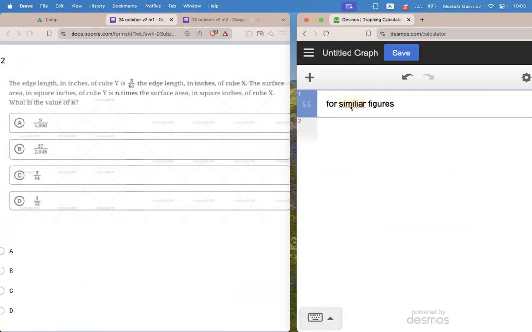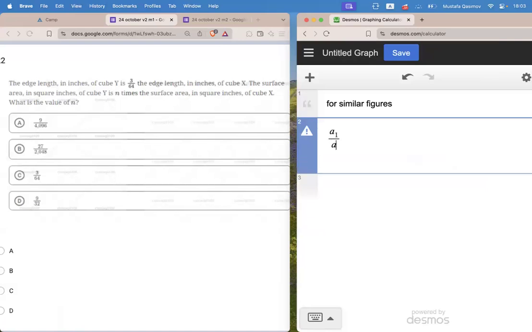We will look, don't worry. For similar figures, the ratio of edge length is equal to k. The ratio of surface area is equal to k squared. And the ratio of volumes is equal to k cubed.